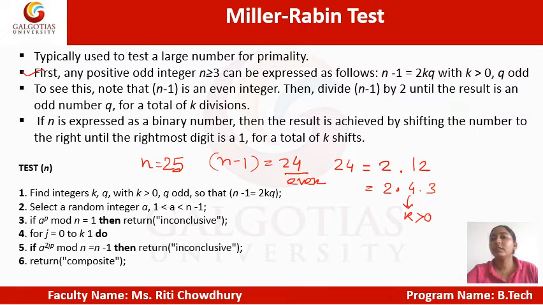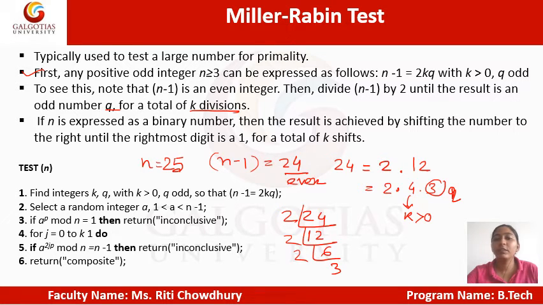Then divide n minus 1 by 2 until the result is an odd number, that is q. So if this is q, I have already said so. k is the total number of divisions. You can see, if we divide 24 by 2, this will be 12, then this will be 6, then this will be 3. So this can be written as 2 into 2 into 2 into 3. That can be written as 2 cubed times 3.